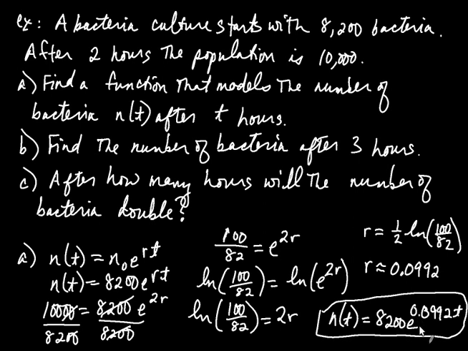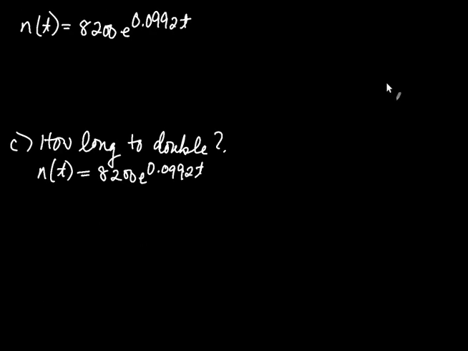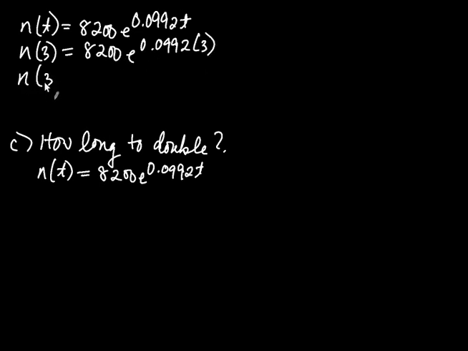So we're going to need to do that on another page. I'm going to plug in 3 for t. So I'm plugging in 3, and I get n of 3 is equal to 8,200 times e to the 0.0992 times 3. And then our calculator, we're going to evaluate that right-hand side. And n of 3 is about equal to 11,042 when we do that on our calculator. So what it means is that after 3 hours, the bacteria population has grown to about 11,042 bacteria.